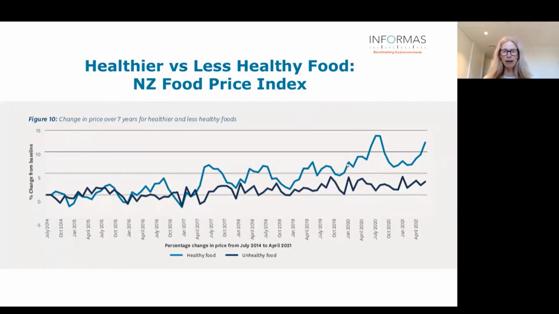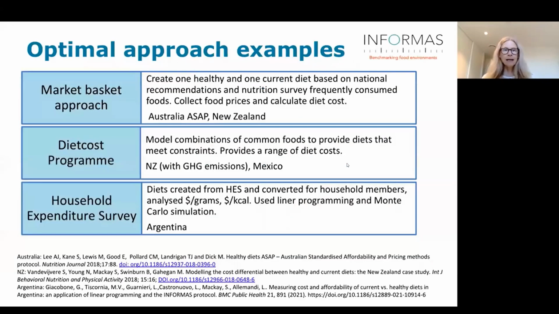Now, this was statistically analysed for change, and there was no difference in the trend between healthy foods and unhealthy foods. Now, some optimal approach examples. So one of the common ways is the market basket approach, and this has been used a lot in Australia.